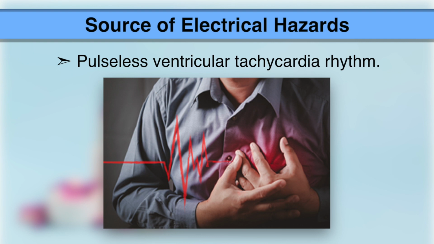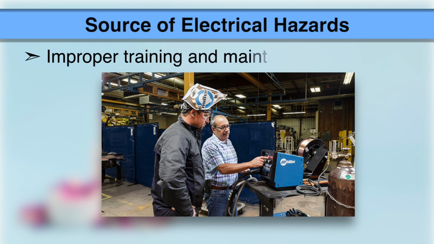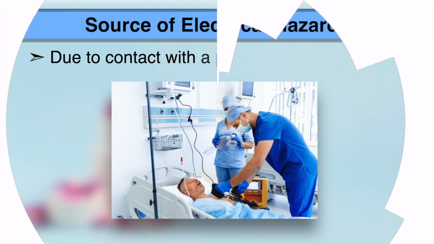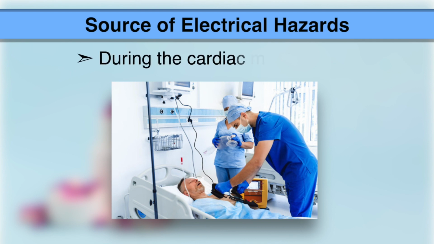On investigation, 3 incidents were reported because of equipment defects, like cracked paddles and wrong discharges, which means accidental discharges. Some incidents were because of improper training as well as maintenance of the devices. Sometimes an unexpected shock was reported in other incidents because of contact with the patient or stretcher during the defibrillation. That is also most important. There is also a shock delivered during cardiac massage. Here the person sustained the electric shock and was unable to recover for about 30 minutes. In another incident, the massager was thrown away during the defibrillation, resulting in neck and back pain.